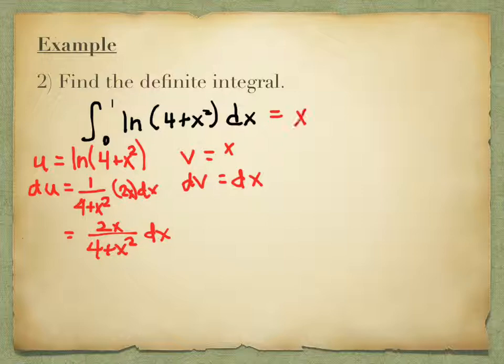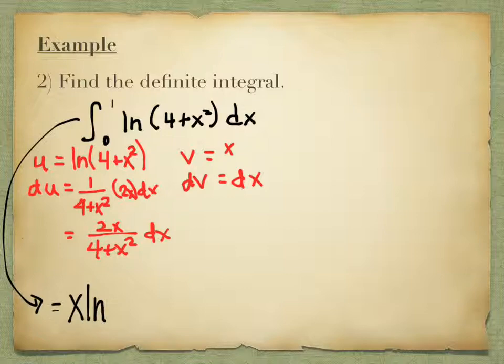So this is x times the natural log. In fact, I'm going to run out of space. I'm going to put it down here at the bottom. So this is x times the natural log of 4 plus x squared. Now what? Minus the integral of u dv. Right. Well, the other one. Du and, yeah, v and du.